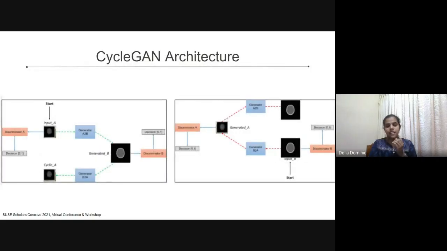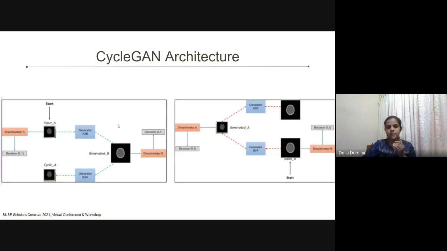Now, given here are two images. Basically, there are two cycles involved in the CycleGAN process. Concentrating on the left side of the image, as you can see, there are two generators, generator A to B and generator B to A. Consider A as the domain of input A, that is the domain of MRI images, and B as CT images. So generator A to B essentially translates an MRI image to a CT image.